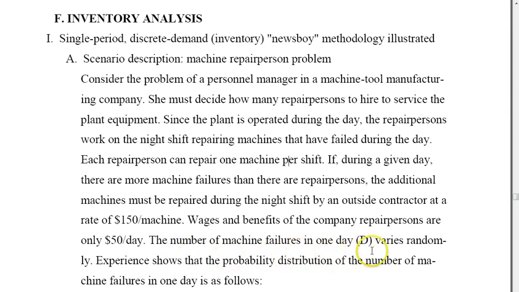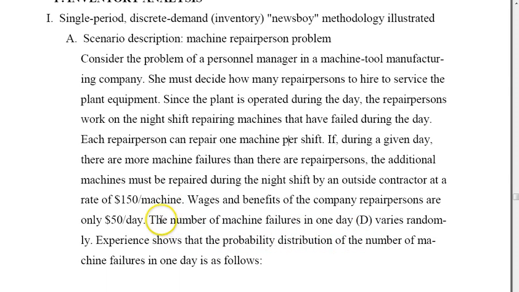So you can see here, if machines don't fail and we have repair persons, we're paying them and they're doing nothing. And if we have machines that fail but we don't have repair persons, we're going to have to pay much more by hiring outside contractors. So we're going to balance these two costs. The source of randomness here, which we don't control, is how many machines fail every day.